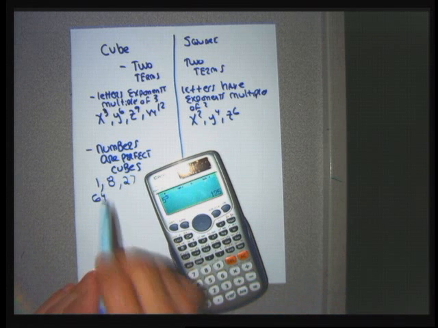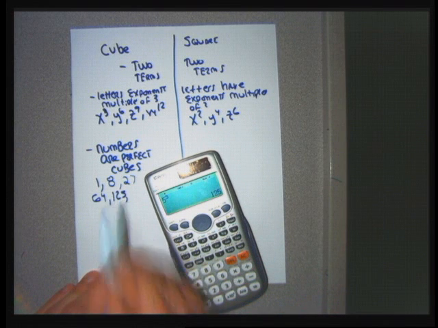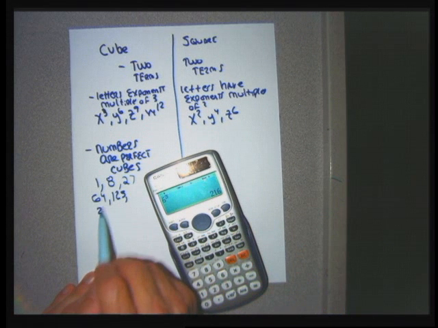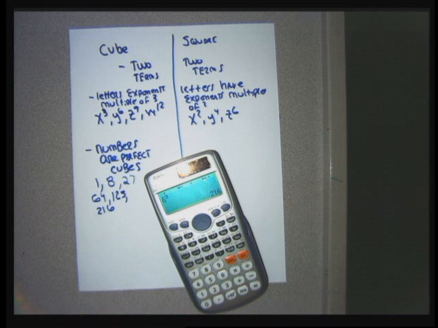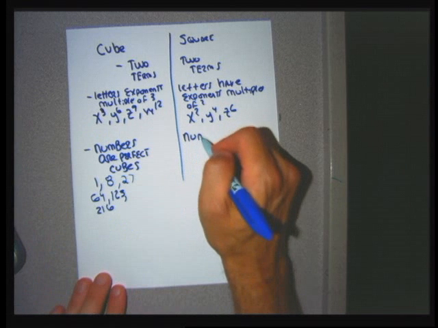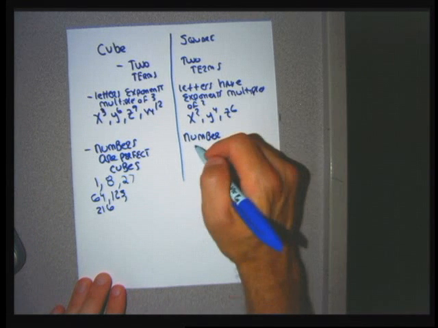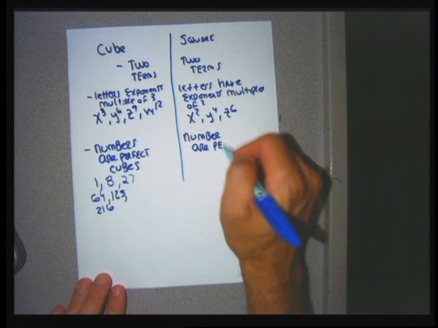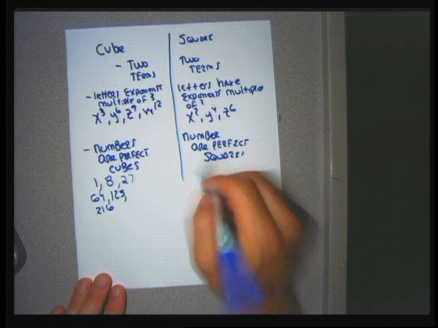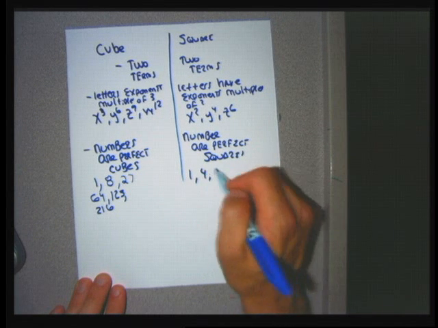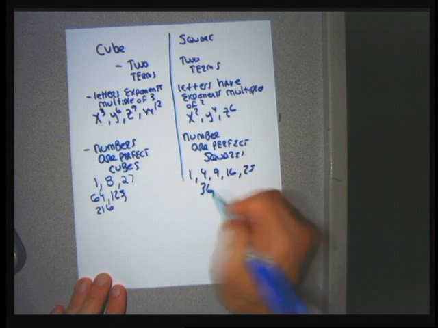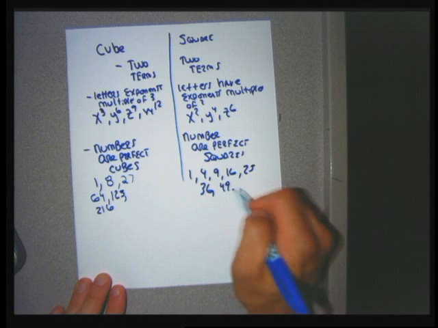5 cubed is 125. 6 cubed is 216. So the kinds of numbers I need to see in a cube problem are perfect cubes, which is some number cubed. In square problems, the numbers are perfect squares. Like 1 squared is 1, 2 squared is 4, 3 squared is 9, 4 squared is 16, 5 squared is 25, 6 squared is 36, 7 squared is 49, and so forth.